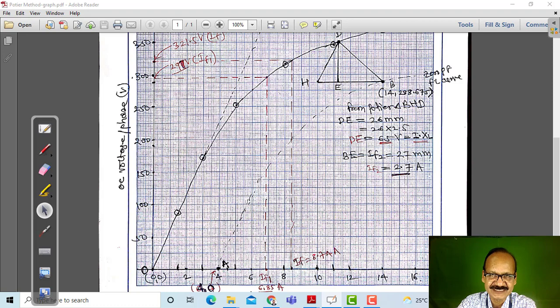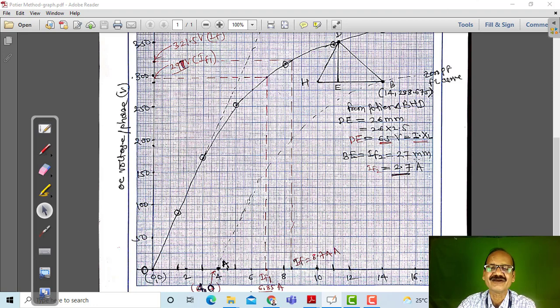So what is BE? BE is nothing but the field current required to overcome the voltage drop due to the armature reaction, and EH represents the field current required to compensate the voltage drop due to the leakage reactance, that is IAXL. And this triangle can be drawn anywhere, up to the OA. So in this way we have obtained the Potier triangle, we have obtained the voltage drop due to the leakage reactance, and we have obtained the IF2.